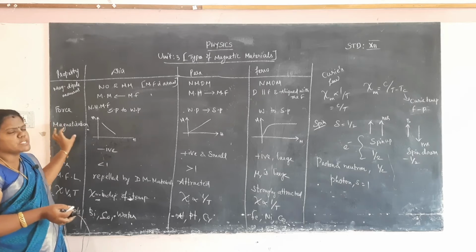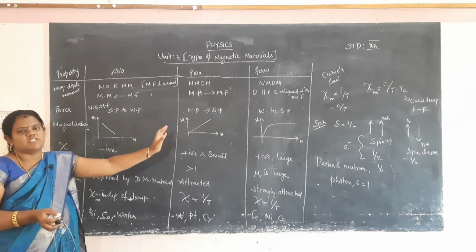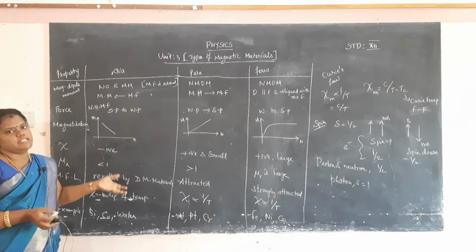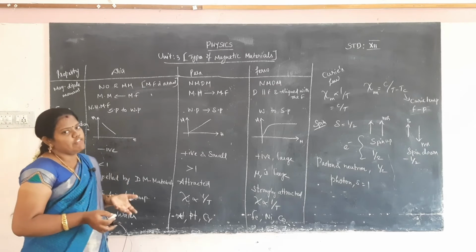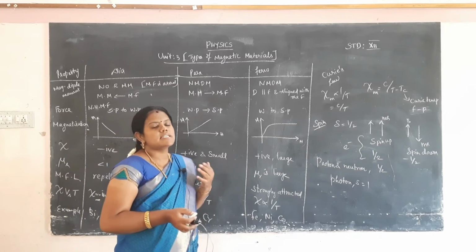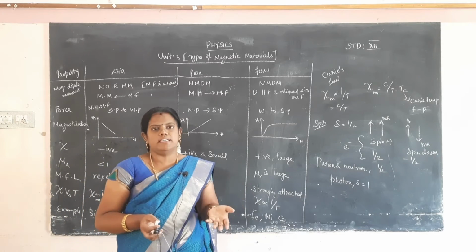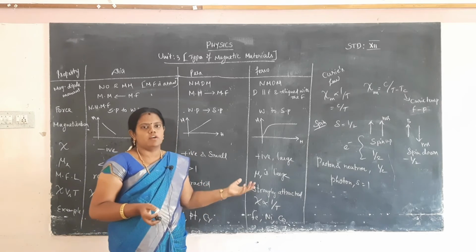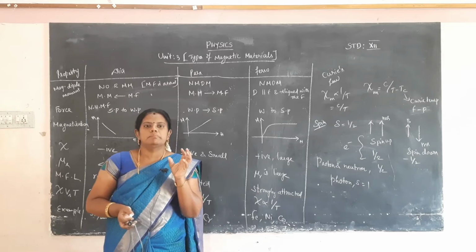On the basis of some properties the magnetic materials are classified into three. So first I explain the properties. Magnetizing field, magnetic dipole moment, susceptibility, permeability: you have to learn all of these before entering this topic. Okay. So first, the magnetizing field.